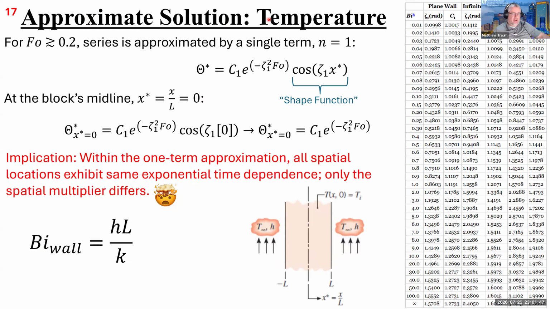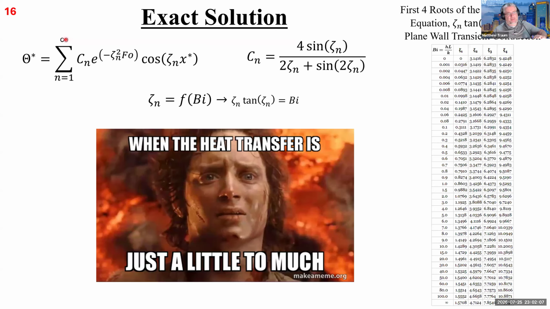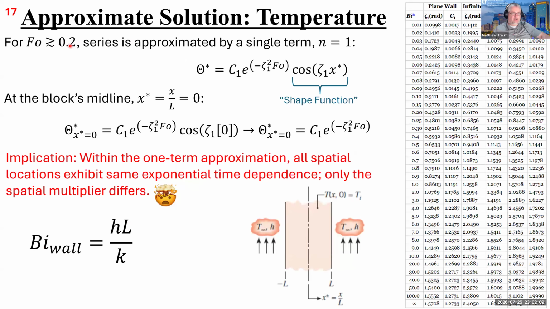So we're going to find the approximate solution for the temperature field of a plane wall. And now remember, this is true only for Fourier numbers greater than about 0.2. But that's almost all situations, right? So very rarely do you have to do this. So you can get away with using the one-term approximation, and your answer is close enough, typically for engineering applications, if the Fourier number is greater than 0.2.